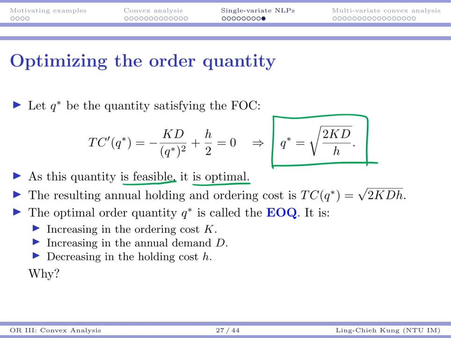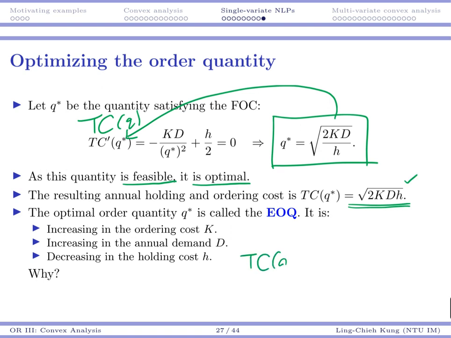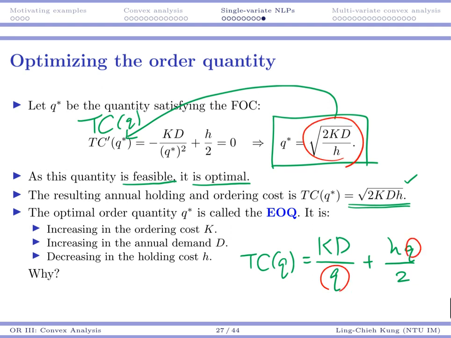Plus, we may plug this number back into the TC function, and that's going to tell us that your total cost would be the square root of 2KDH. Okay, how do you do that? Your TC of Q is KD over Q plus HQ over 2, right? So all you need to do is to replace Q by this particular formula, and then after some arrangements, you will see this.